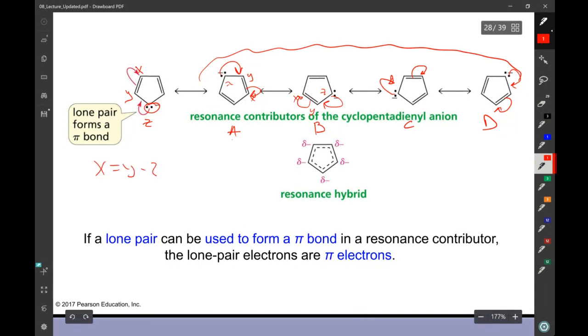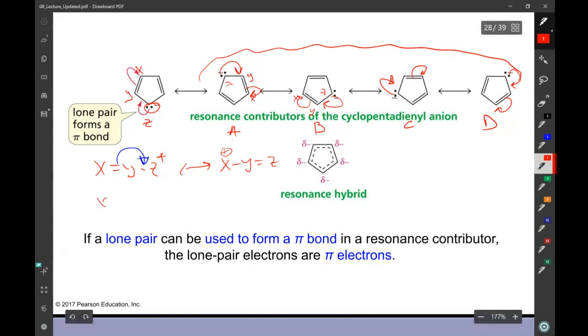X equals Y minus Z, and you have a positive charge. When that's the case, the way you move your arrow is only one direction. That's the only way you move your arrow. And when you move your arrow that way, your resulting resonance structure is X minus Y equals Z, and the positive charge migrates to X.